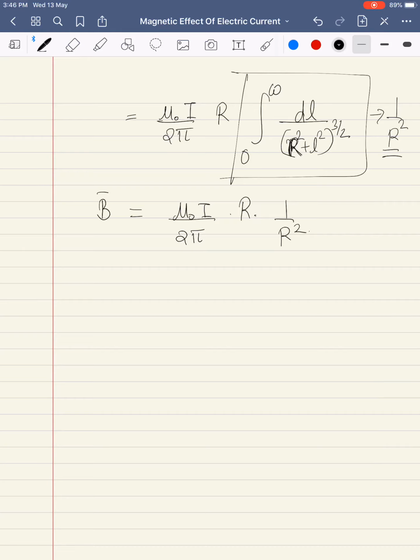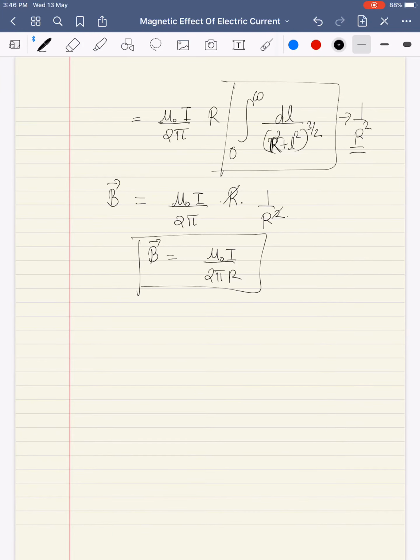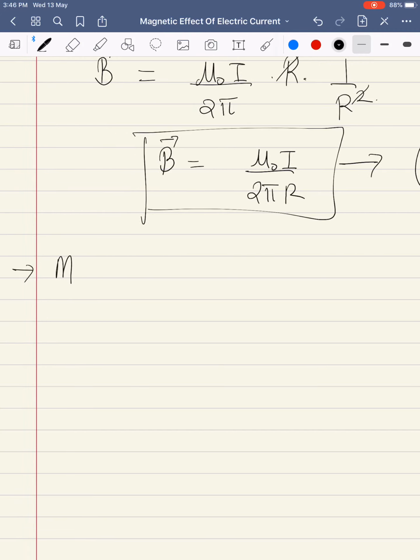This is known as the magnetic field. R gets cancelled, so the magnetic field value will be mu naught I by 2 pi R. This is the magnetic field because of the straight long current carrying conductor. So this is for a total length. This equation 1 represents the magnetic field because of the total length. If I want to know the magnetic field due to the semi-infinite length of a straight wire, it will be half of this equation number 1.